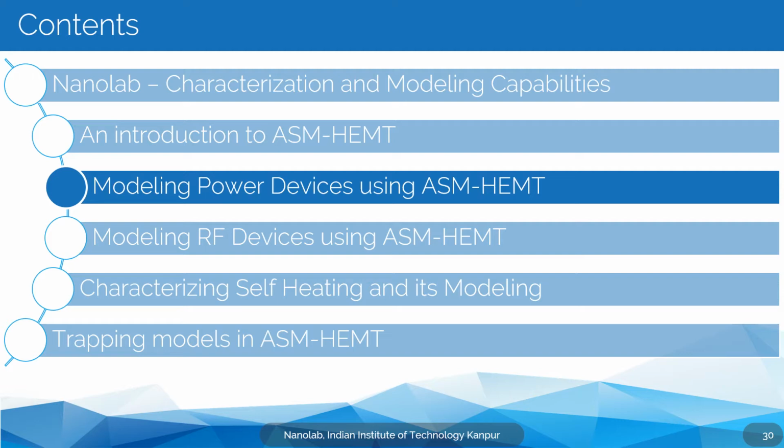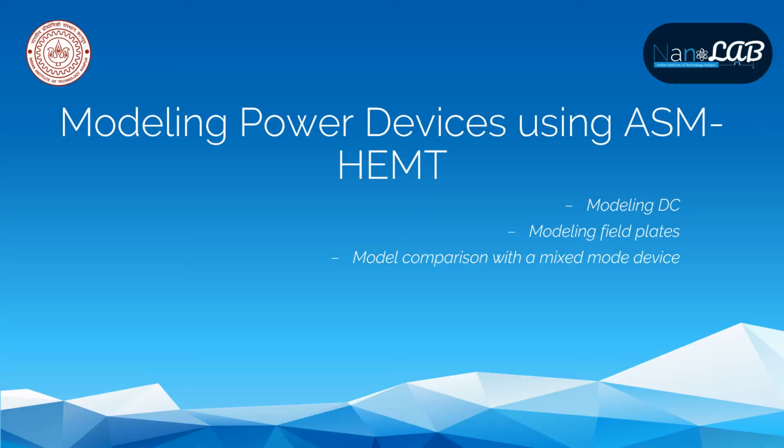The next section we'll talk about the different applications in which ASM-HEMT can be used, and the first among them is power devices. We'll see how ASM-HEMT is used to extract parameters for power GaN HEMTs. It starts with modeling the DC of the device. Then power devices normally have field plates, so we'll see how those are modeled in ASM-HEMT. And then we'll see how the model performs when we compare it to a mixed mode simulation, which is basically a TCAD simulation.